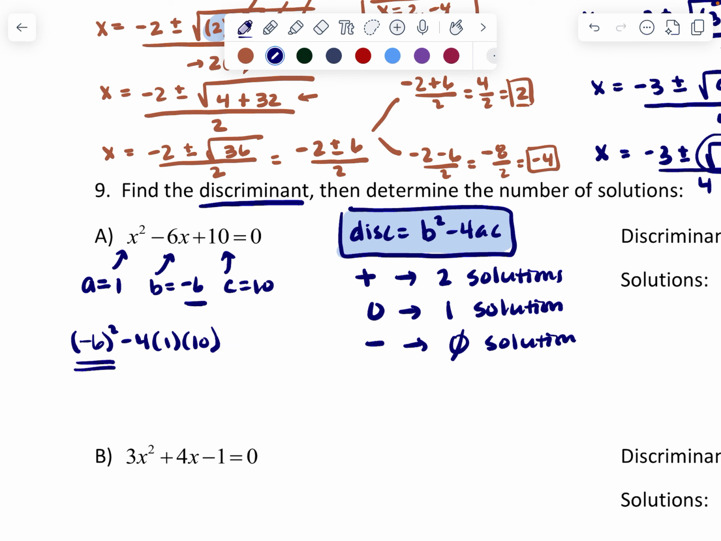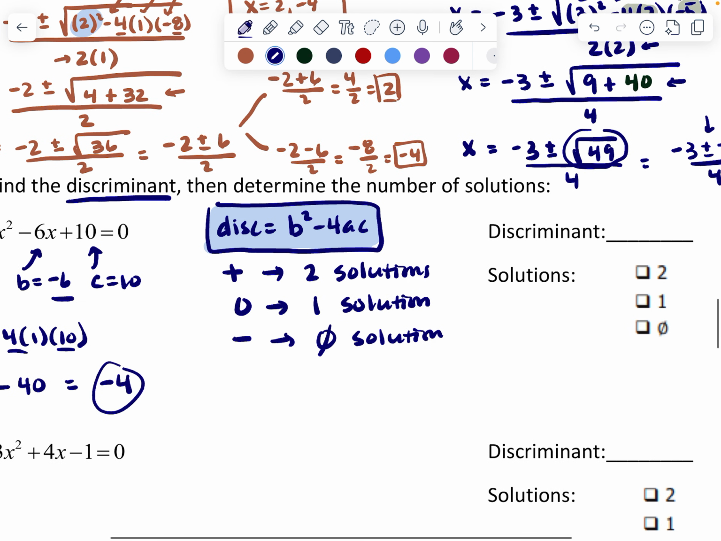So negative 6 squared is 36. There's only one minus sign. 4 times 10 is 40. And 36 minus 40 is negative 4. So what we're going to write in the answer column here, the discriminant was negative 4. Now I'm going to look here. What kind of answer did I have? I had a negative answer, which means that it's no solution.